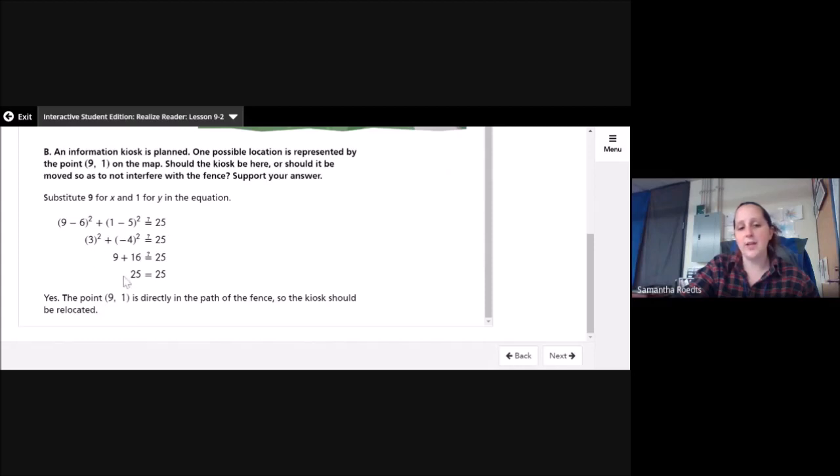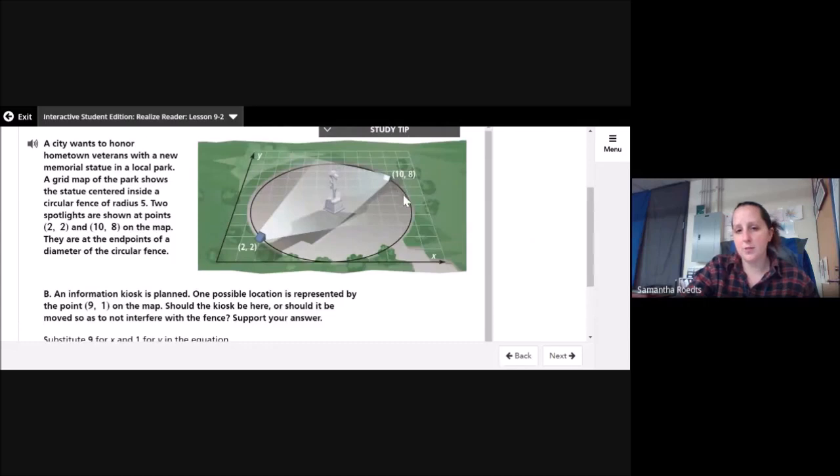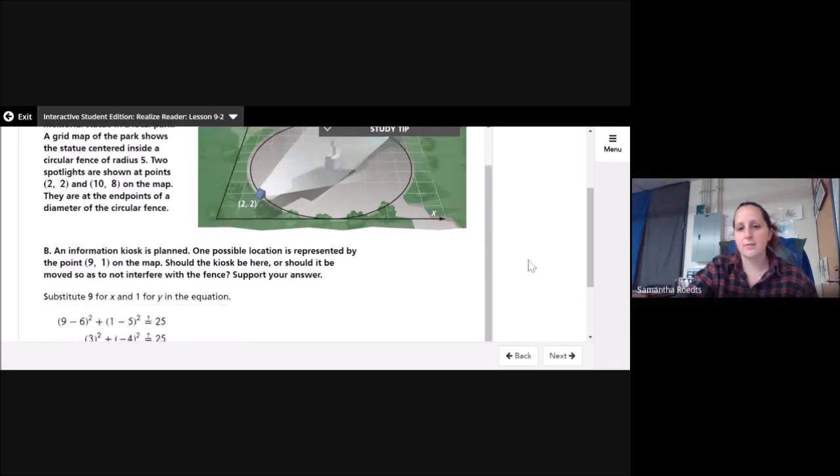So (9 − 6)² + (1 − 5)² = 25. I substitute it all in and simplify. So I get 25 equals 25. So yes, the point (9, 1) is directly in the path of the fence. So the kiosk should be relocated. So that 25 means it's right on the fence. So 9, that's 10. So it would be right here along this fence.